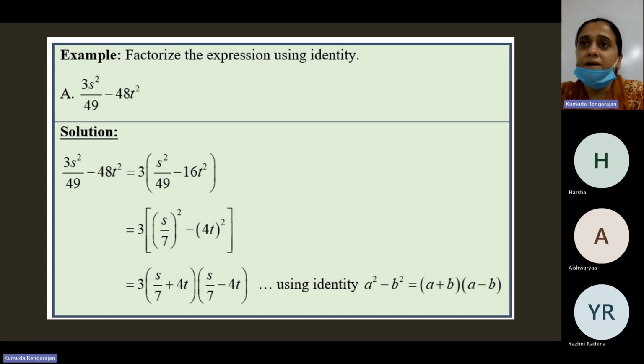Easy, right, children? Take out the common factor. Then the two terms inside the bracket are perfect squares. So write them as a the whole square minus b the whole square.